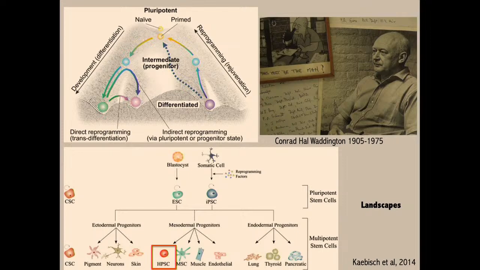And this is the idea of Waddington's landscape, where you have a pluripotent cell that has some options of the paths it can take. Some of these are reversible, some of them are not, and so on and so forth. But that's not what I'm going to be focusing on today.